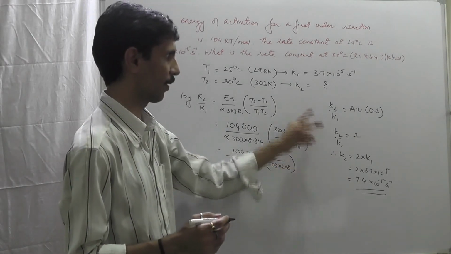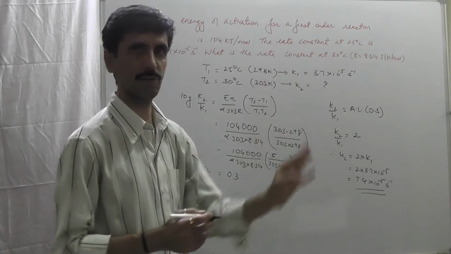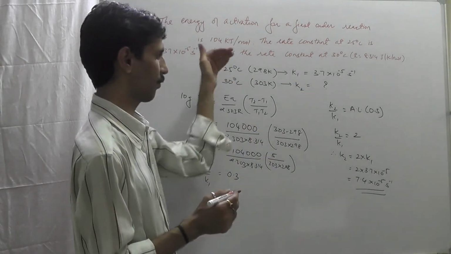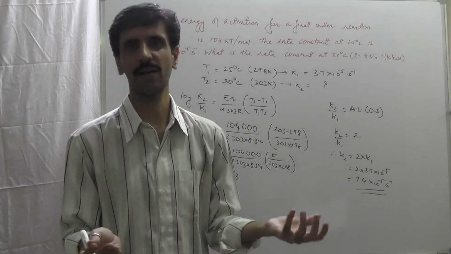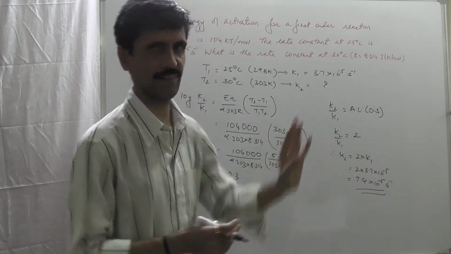Okay, so K2 is going to be what? Double. Okay, rate constant double हो जाता है when the temperature increases by 5 degrees Celsius. That can be the conclusion that can be drawn as far as this particular observation is concerned.